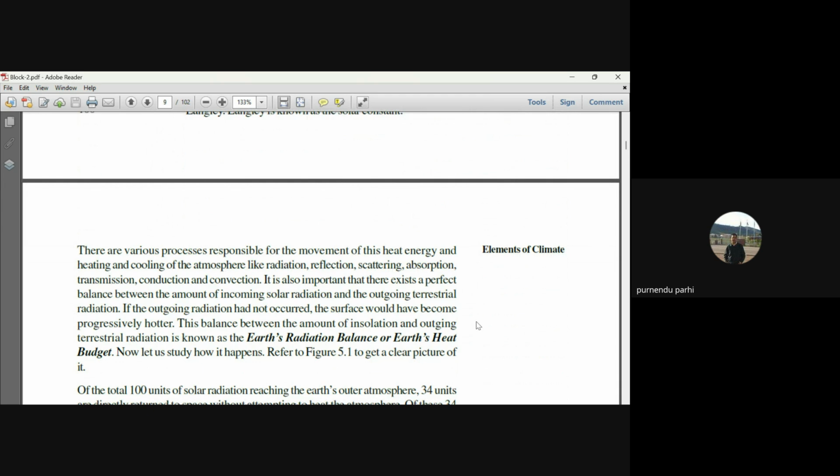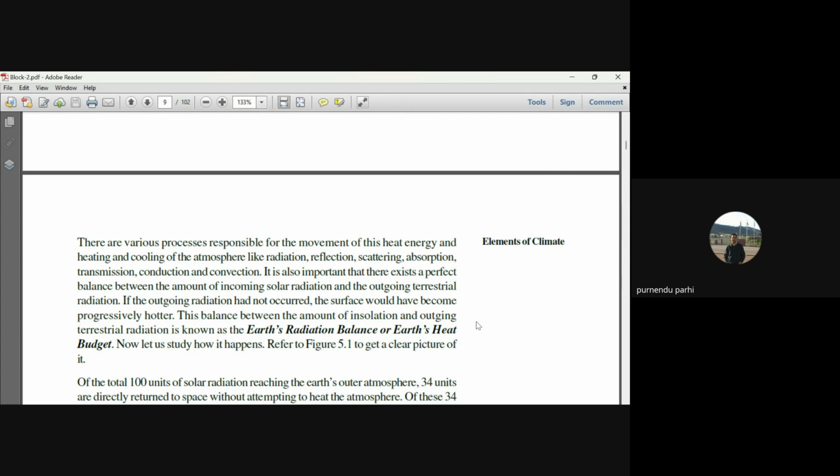There are various processes responsible for the movement of this heat energy and the heating and cooling of the atmosphere, like radiation, reflection, scattering, absorption, transmission, conduction, and convection. It is also important that there exists a perfect balance between the amount of incoming solar radiation and the outgoing terrestrial radiation. If the outgoing radiation had not occurred, the surface would have become progressively hotter. The balance between the amount of insolation and outgoing terrestrial radiation is known as the Earth's radiation balance or Earth's heat budget. Now let us study how it happens.